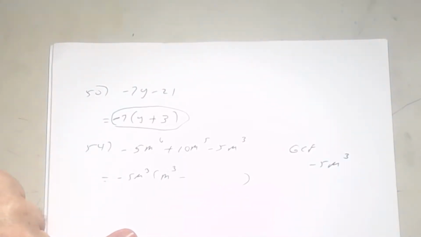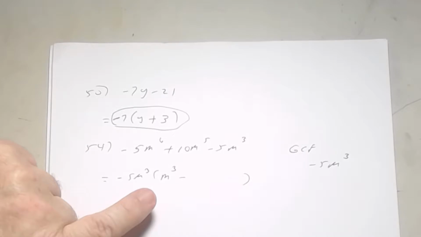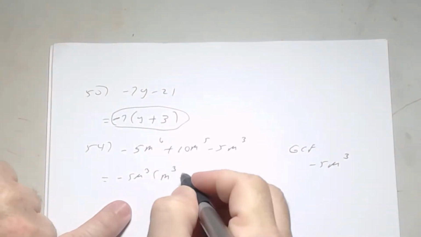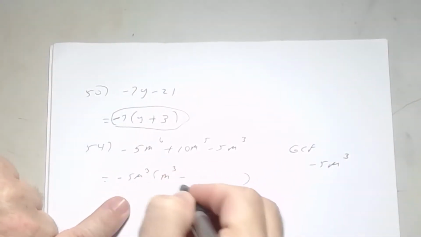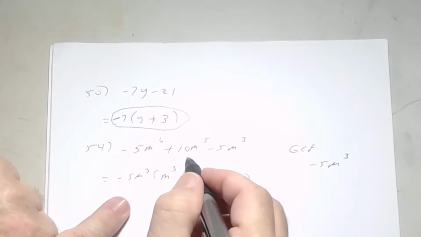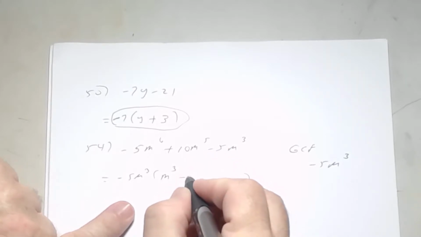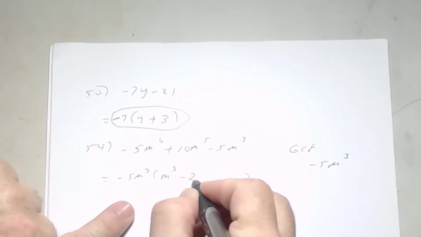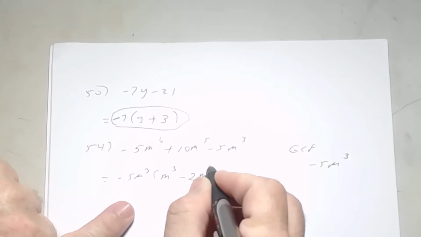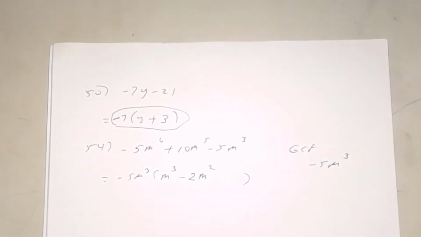You see, if you're going too quickly, how some of you are going to mess up? You've got to think. Negative 5m cubed times what is a positive 10m to the 5th? Negative 2m to the second, squared.